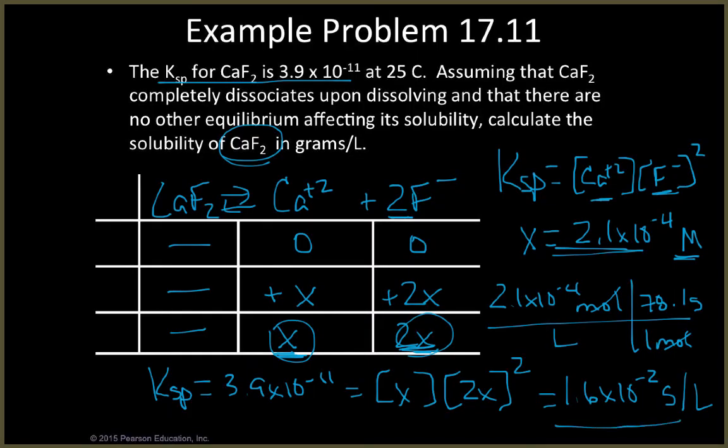Now if you look at that number for just a minute, that's a really, really small value. So the solubility of most of these things that we're looking at is going to be very small. This means that 1.6 times 10 to the negative 2 grams, which is a tiny, tiny amount, is all that will dissolve in 1 liter. So these things are not very soluble at all.